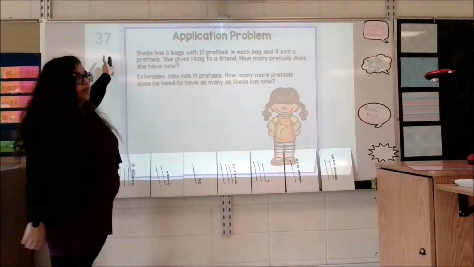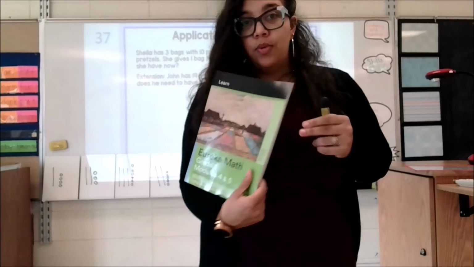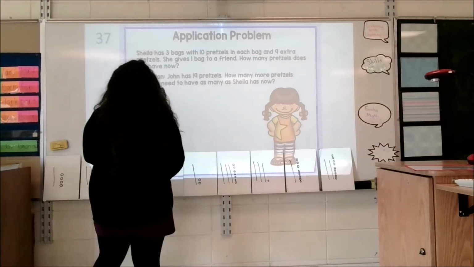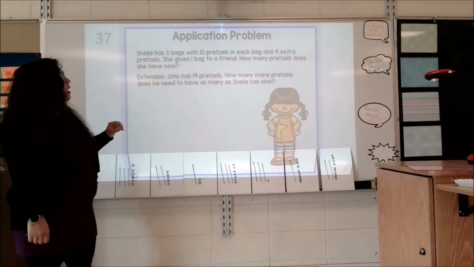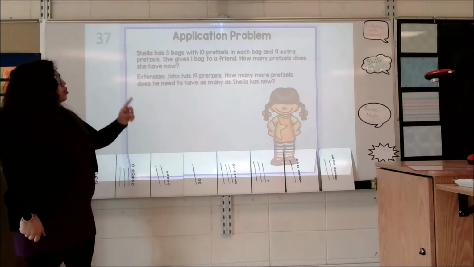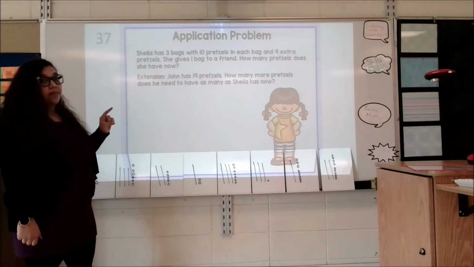Page 37. You need your math book with the blue binding, your Learn book, the flower beds. Page 37 reads, Sheila has 3 bags with 10 pretzels in each bag and 9 extra pretzels. She gives 1 bag to a friend. How many pretzels does she have now?